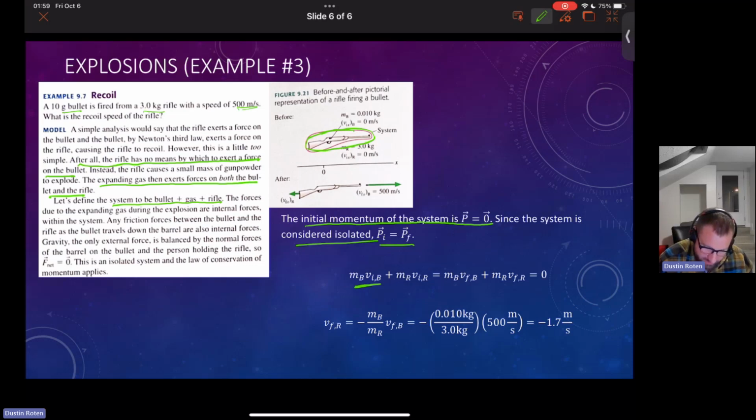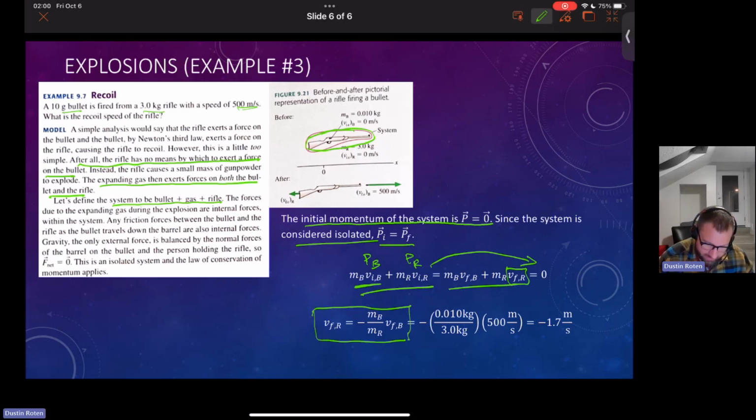So we have the initial momentum of the bullet and the initial momentum of the rifle. All that equals 0 because they're at rest. But we know that what we start with is what we end with. So this second piece, the final momenta, when we add it together also has to equal 0. Now, we want to know what the recoil speed of the rifle is. So we can do some quick algebra and solve for the final velocity of the rifle.